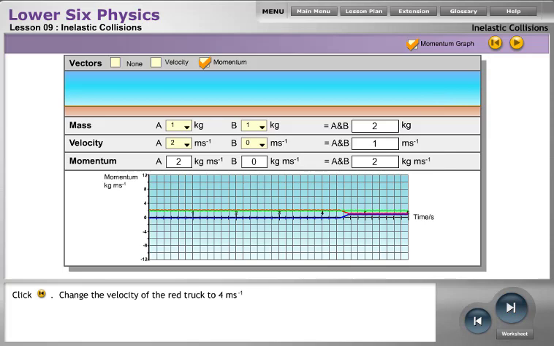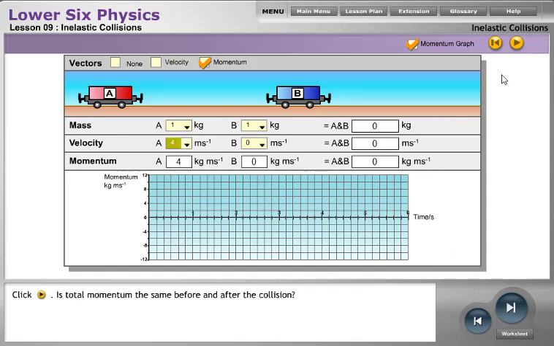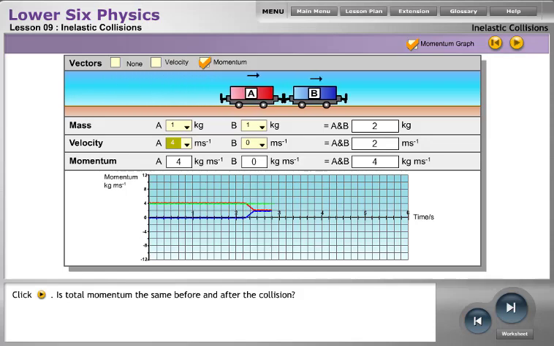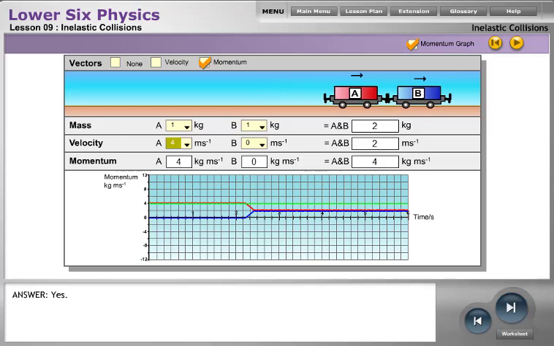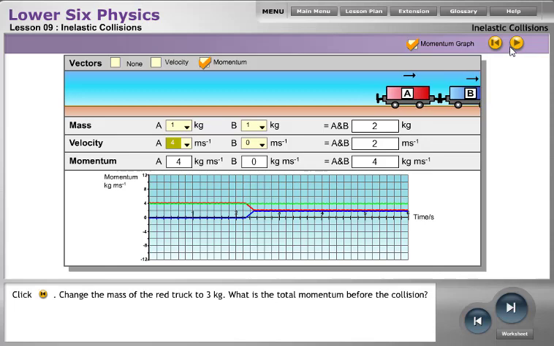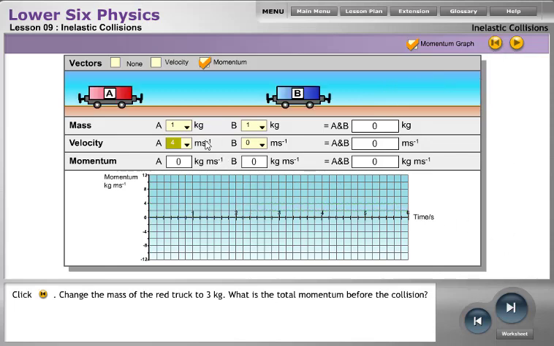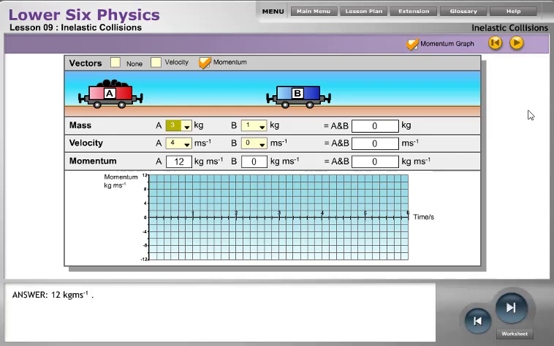Click Reset. Change the velocity of the red truck to 4 meters per second. Click Start. Is total momentum the same before and after the collision? Answer: yes. Click Reset. Change the mass of the red truck to 3 kg. What is the total momentum before the collision? Answer: 12 kilogram meters per second.